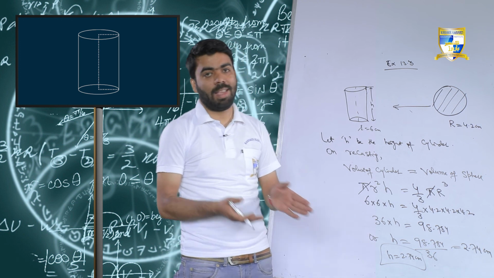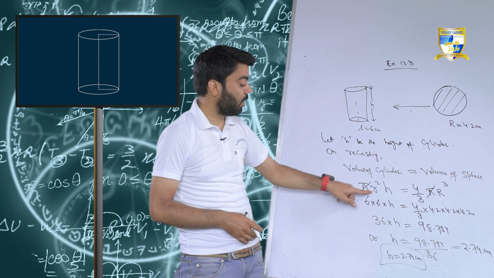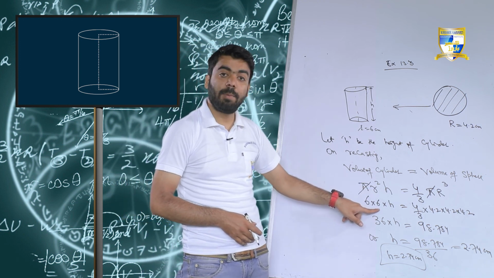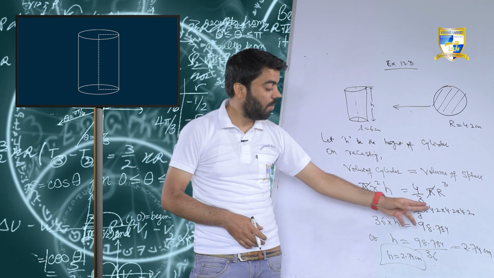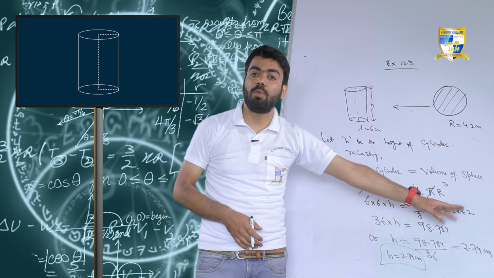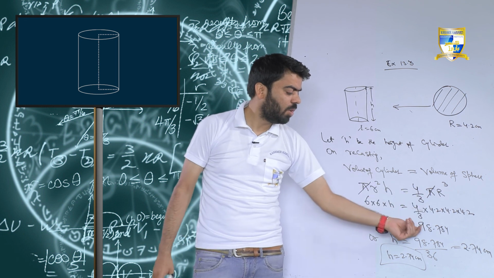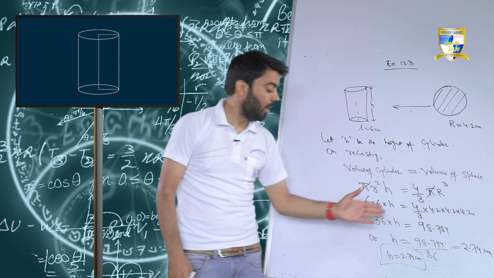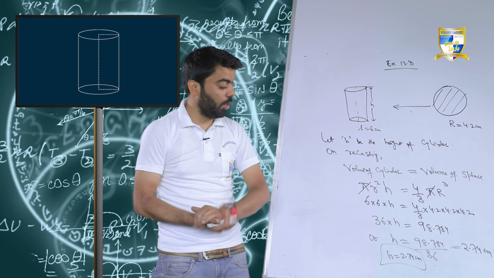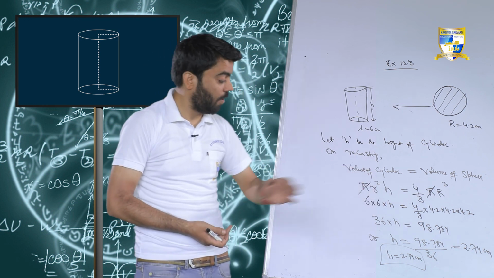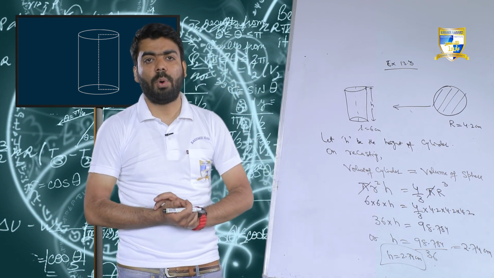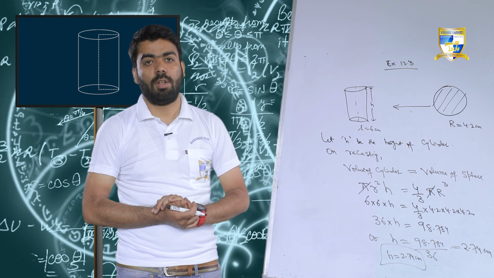Pi and pi will get cancelled out. Simple. So r square, put the value here. It's 6 multiplied by 6 multiplied by h. It's 4 by 3, 4.2, 4.2, 4.2. And with simple calculations, we got the value 98.784. And here it's 36. And h, we got 98.784 divided by 36. That's equivalent to 2.74 centimeter.